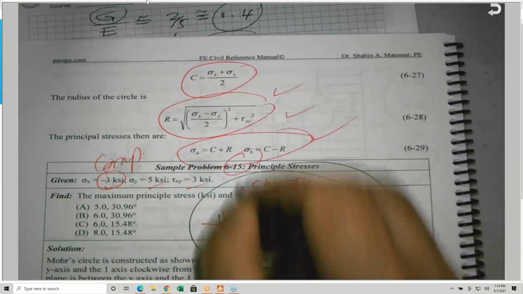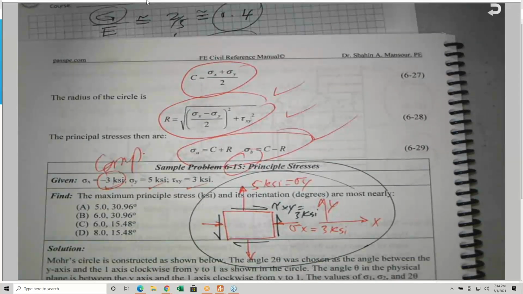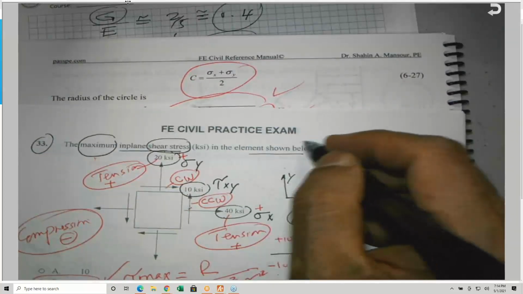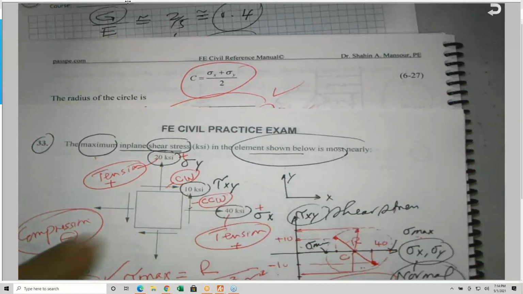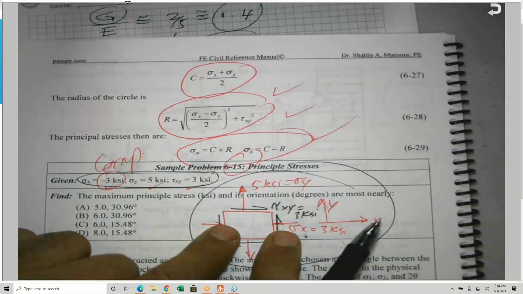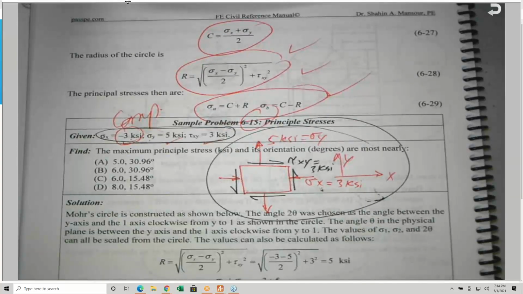Instead of wording like this, it could give you exactly the problem in the NCEES. The state of stress, here it is. An element is shown. This is the state of stress for any given element. I could remove this completely and give you this drawing. But we need to understand the relationship between this and this. They mean the same thing.